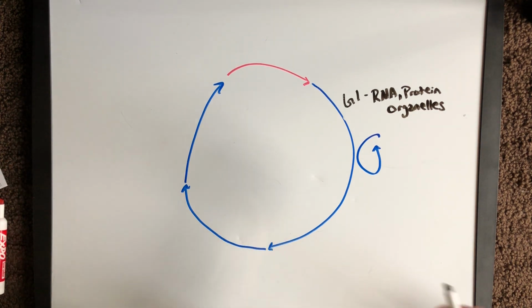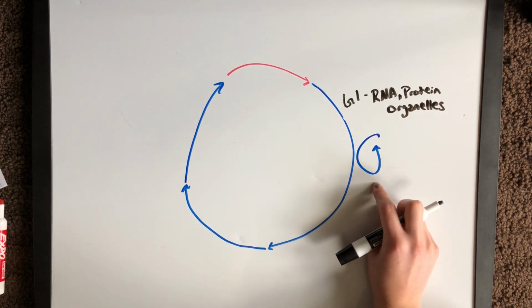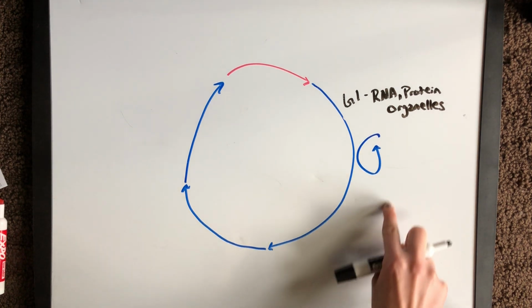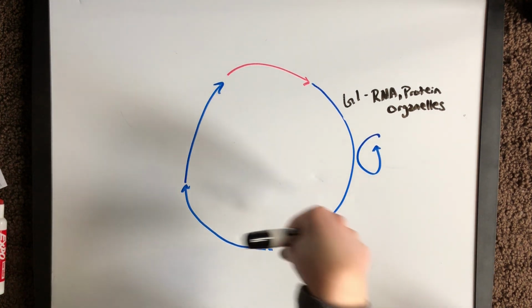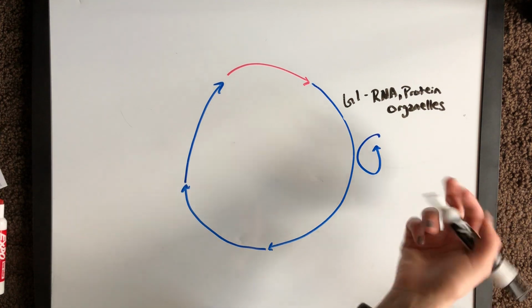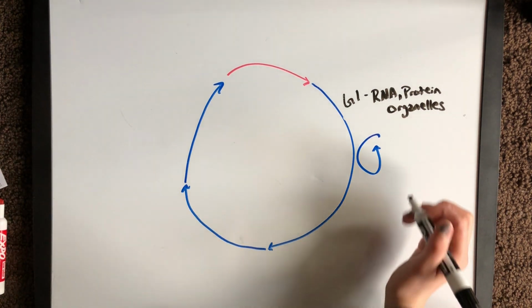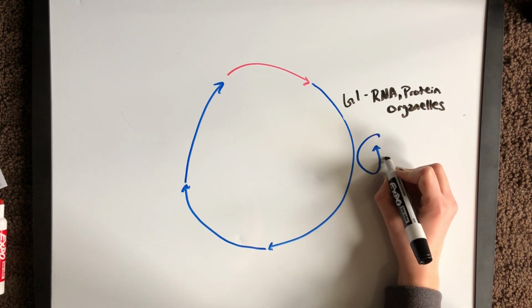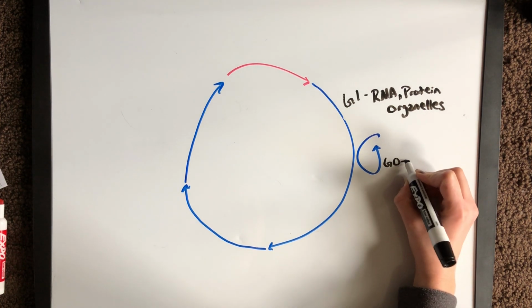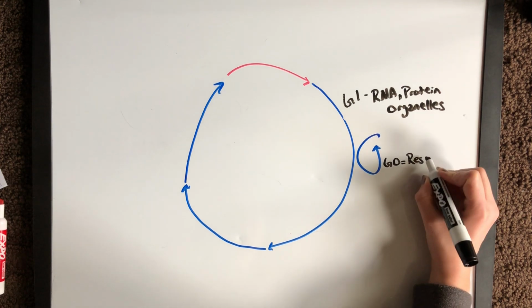And then this is G0. This is our specialized resting state that the cell can go in. It's still an active functioning cell. It's just not going through the rest of the cell cycle for the time being. So this little extra circle here is G0, so that's our resting state.